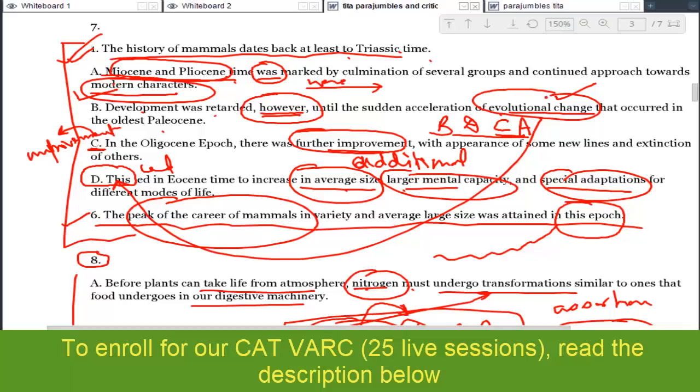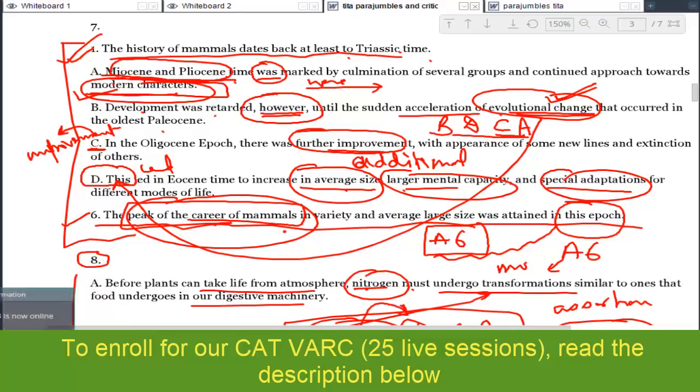See, the evolutional change will accelerate something. So, understand people, the peak of career of mammals is one idea and the modern characters is the other idea. So are A and 6 connected or not connected? You tell me that first. And we say that A and 6 are connected. They are overlapping ideas because A speaks of modern characters and 6 speaks of what? The peak of career of mammals. What do you mean by the peak of career of mammals? That means modernity, because the modern human is basically the peak of the career of mammals. So when I say modern characters, when I say the peak of the career, they are basically overlapping ideas. So I have to keep A and 6 together.